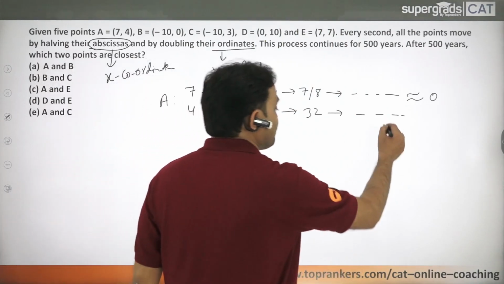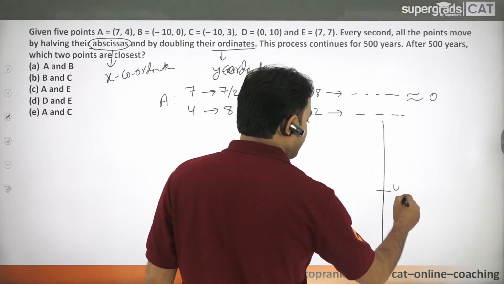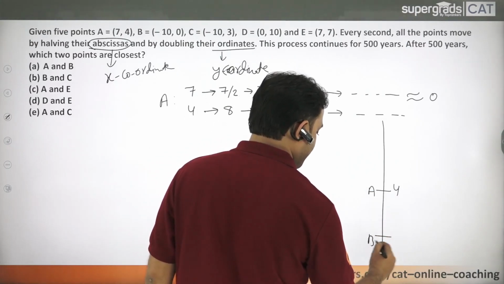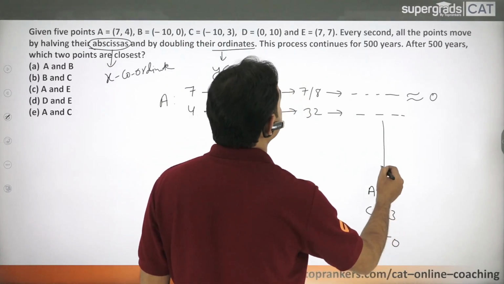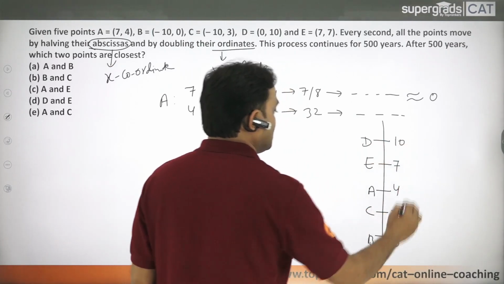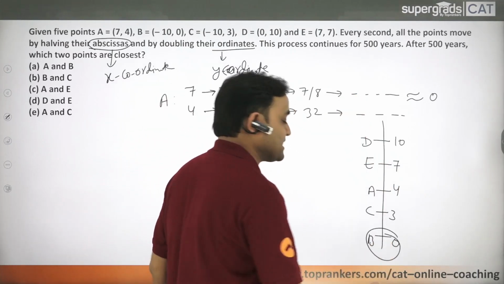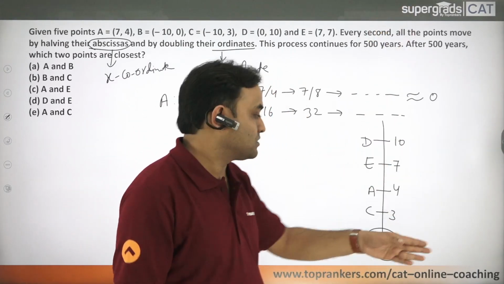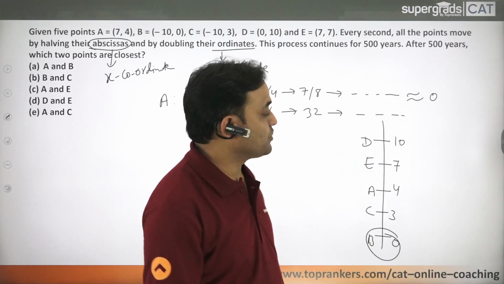But even then, if we are talking about the y coordinates, let's start with A. The y coordinate of A is 4, the y coordinate of B is 0, for C it's 3, for D it's 10, and for E it's 7. So the y coordinate of these 5 points will keep increasing. This will remain the same here: 0 into 2 is 0. But this will become 3, 6, 9, 12, and so on. This will be 4, 8, 12, 16, and so on. 7, 14, 28, and so on.